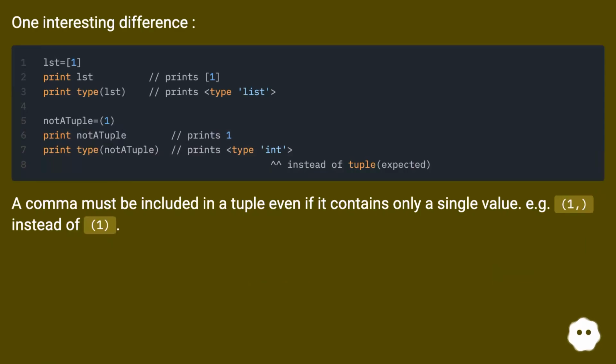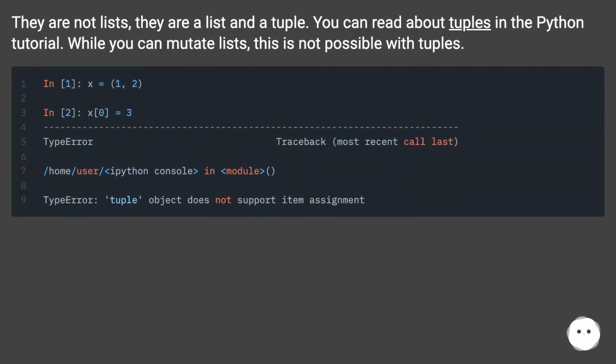One interesting difference. A comma must be included in a tuple even if it contains only a single value, e.g., (1,) instead of (1). They are not lists, they are a list and a tuple. You can read about tuples in the Python tutorial. While you can mutate lists, this is not possible with tuples.